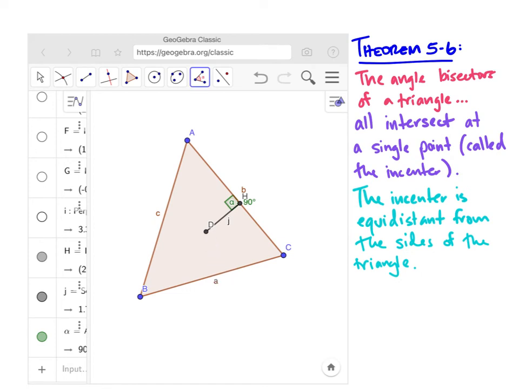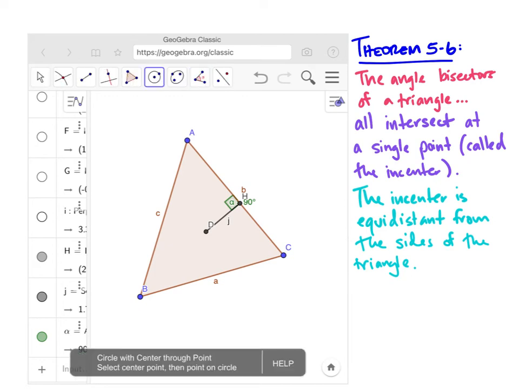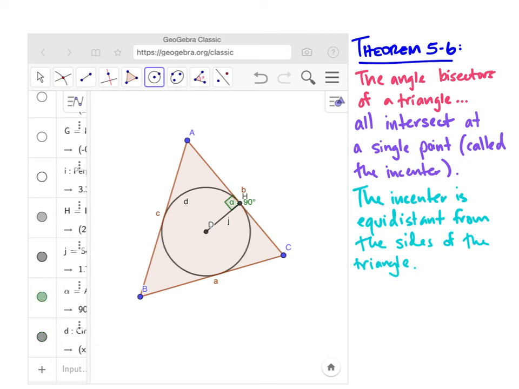What I'm going to do is create a circle that has its center at D and that contains point H there. And you might be able to predict what's going to happen next. So I'm going to center my circle at D, make it go through H, and what do you notice? Well, of course, it goes through H, which means it just touches segment AC at H only. It also just barely touches segment AB, and it also just barely touches segment BC.